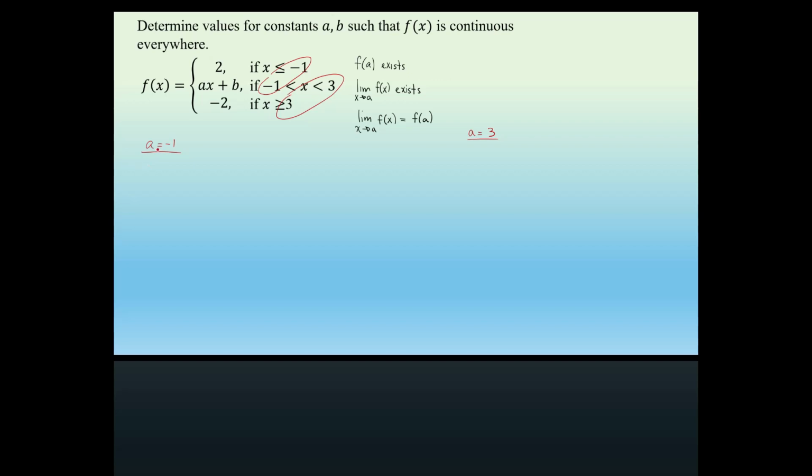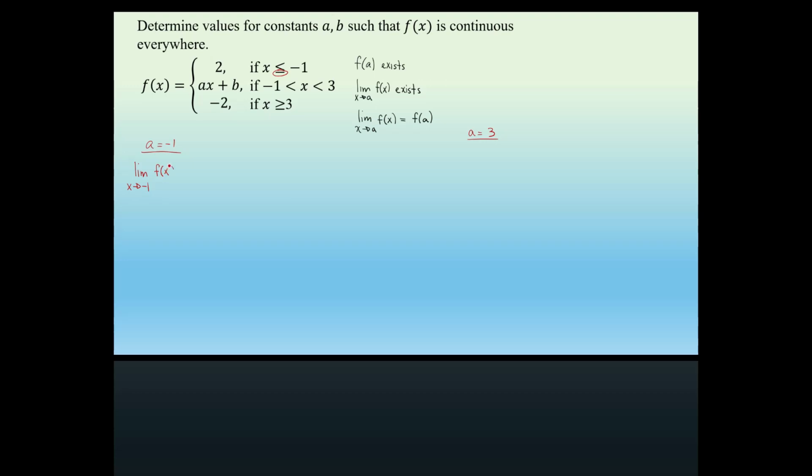And does it? Well, if we pay attention to our piecewise function, and we take note where x is equal to -1, we see that the function value is 2. So f of a does exist. What about the limit as x is approaching -1 of f of x?